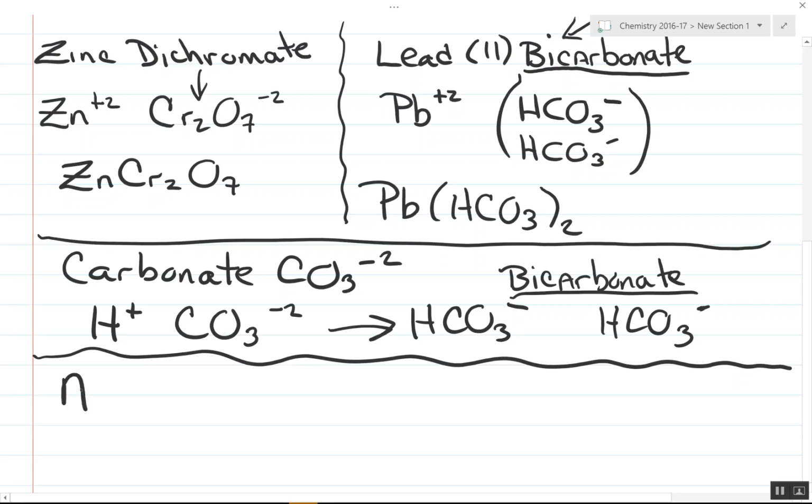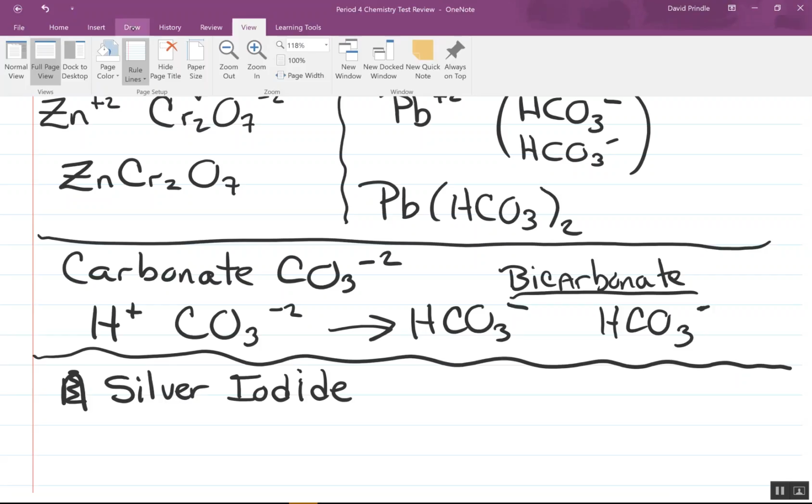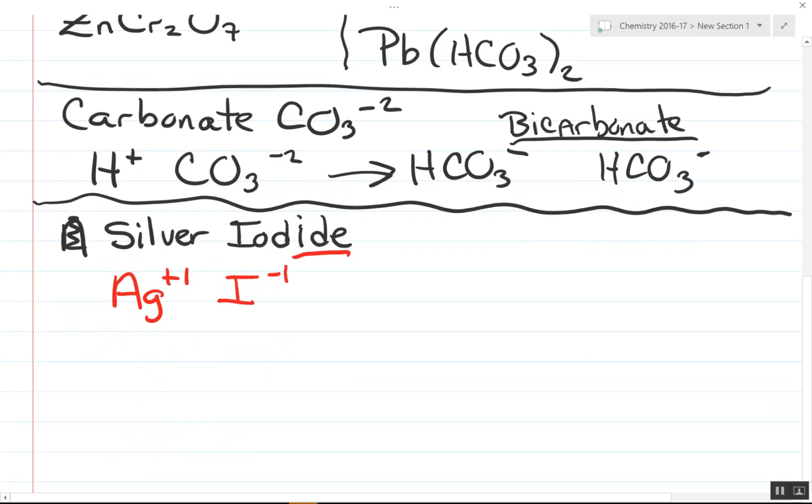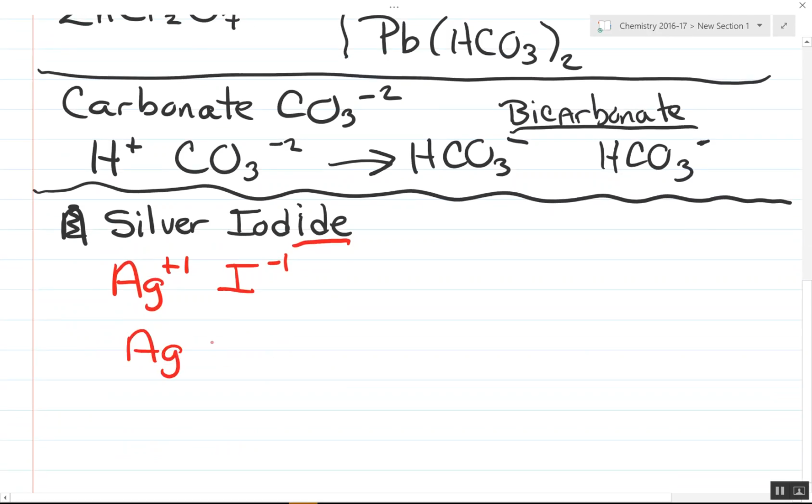Silver iodide. Now, IDE tells you that it's binary. So now we have silver and iodine. What is silver's charge? It was our SCAS. +1. What is iodine? -1. Do our charges add up? Mm-hmm.